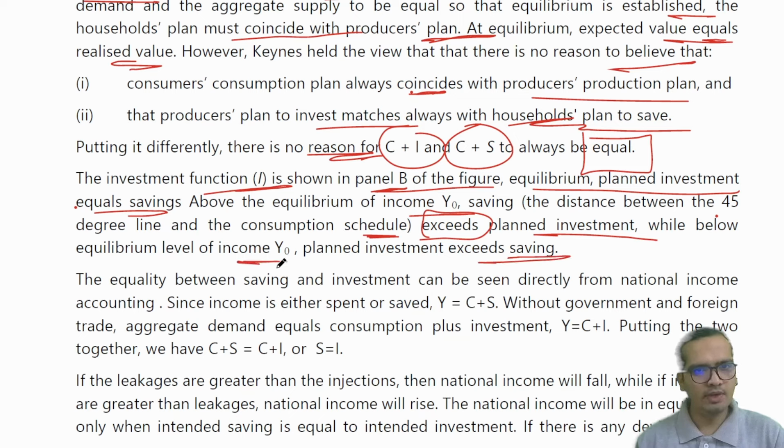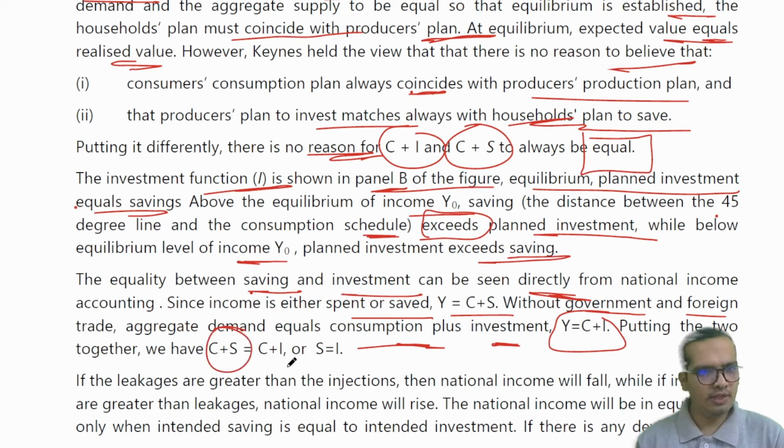The equality between saving and investment can be seen directly from total income accounting. Since income is either spent or saved, Y equals C plus S. Without government and foreign trade, aggregate demand equals consumption plus investment, that is Y equals C plus I. Putting the two together, we have C plus S equals C plus I, or savings S equals investment I.